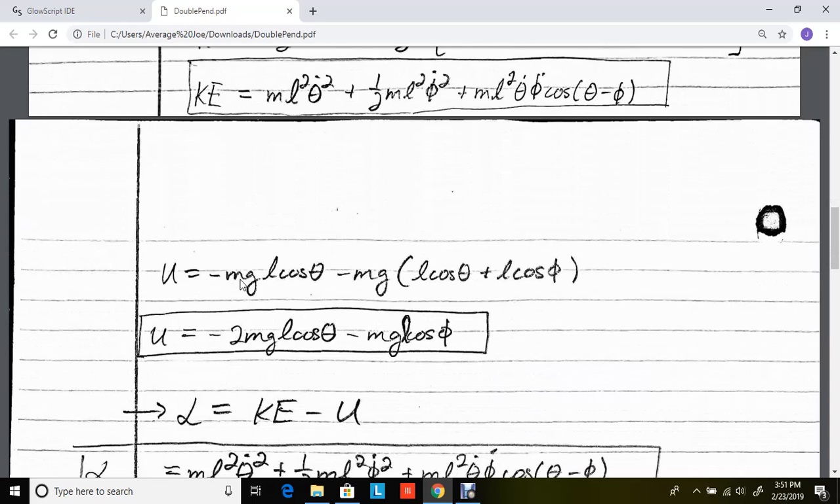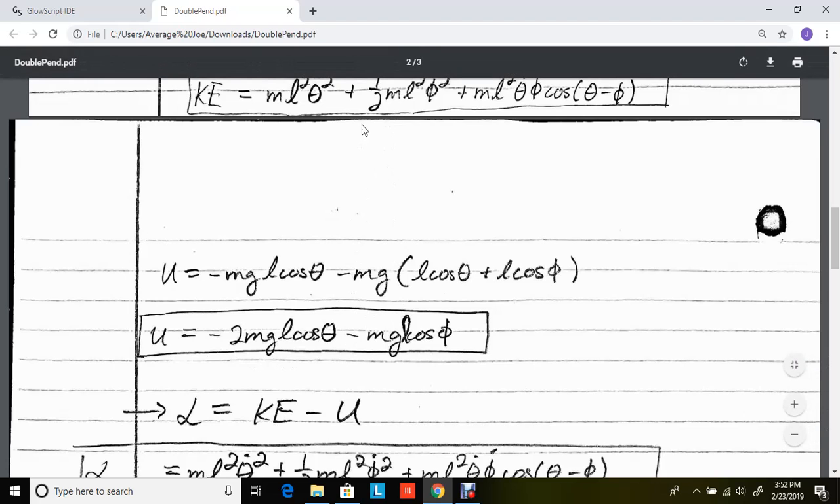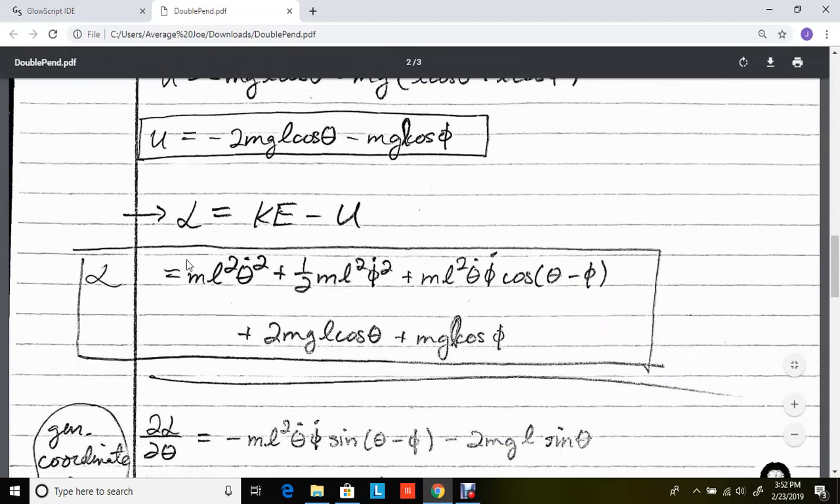We also need our potential, which is rather straightforward looking from the diagram. It just looks something like this, which simplifies to this. And now that we have both of these pieces, we can go ahead and formulate our entire Lagrangian. So here's our KE minus the U.